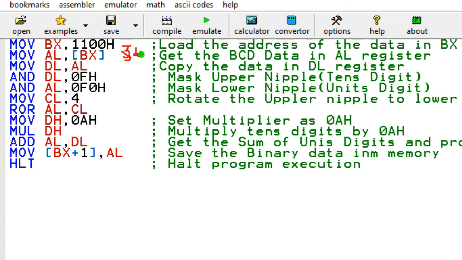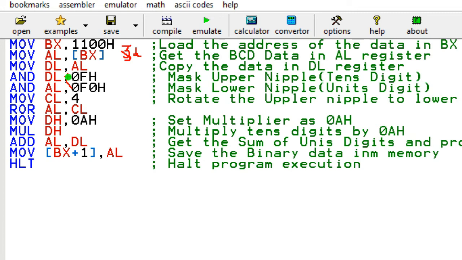Next, lower nibble masking. For the lower nibble masking we perform AND of AL comma F0H. In programming, we include one more 0 in front, that is no problem. What is the result? In this result, only 30 is available. 2 is masked. What is the next step?